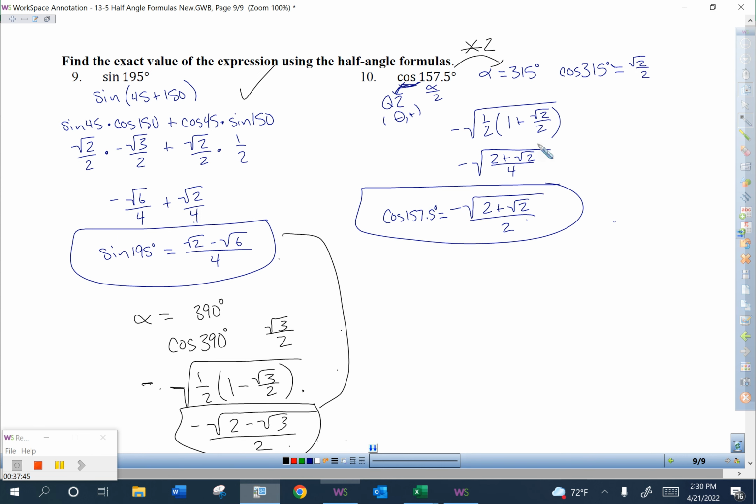Filling it in. Getting a common denominator, calling that 2 over 2. And then multiplying that 2 through. Okay, this one has a 4 on the bottom. It's a square root that comes out nicely without us having to rationalize. Okay, homework gives you plenty of practice problems. If you struggle on anything with these half-angle formulas or with determining signs, please come see me.